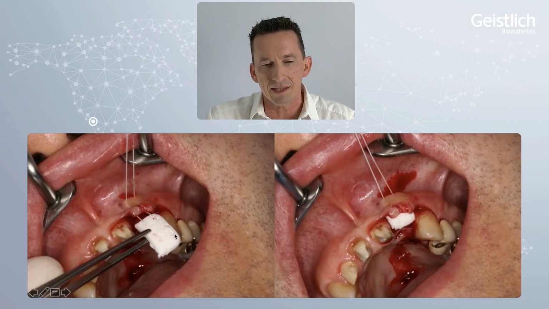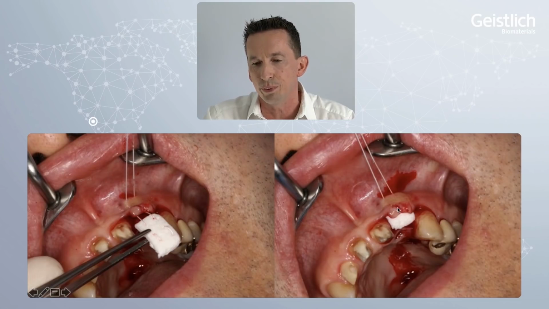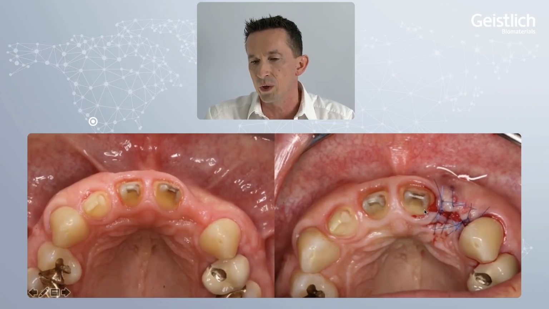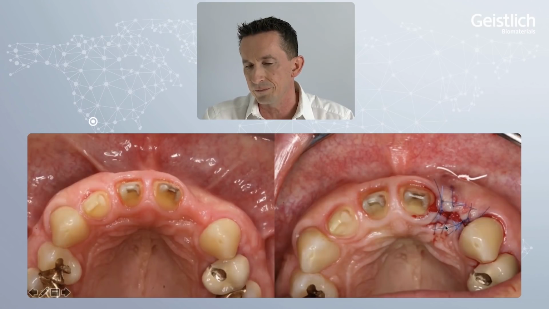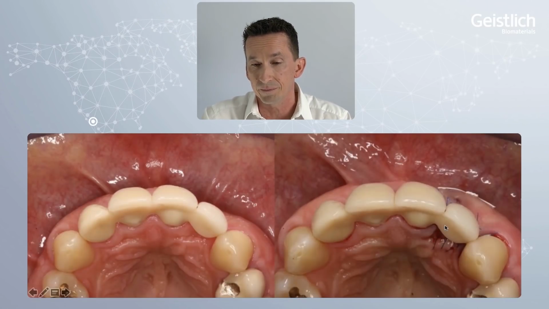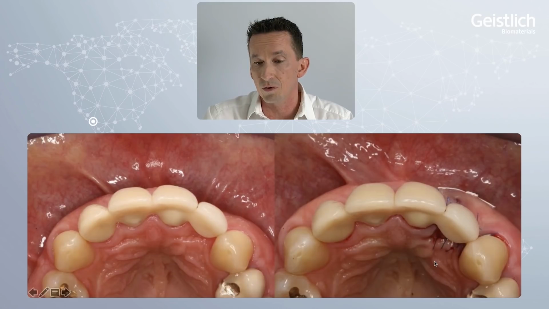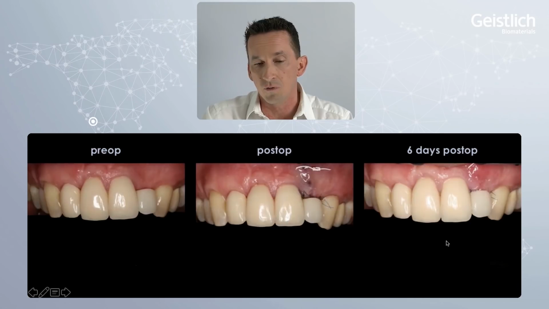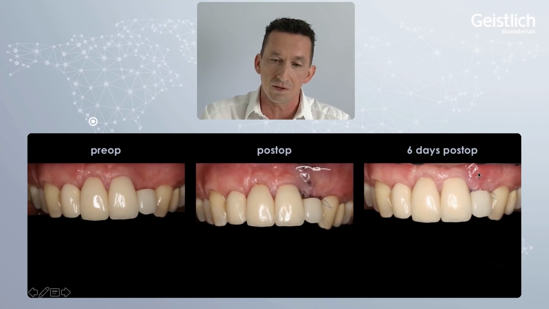Again, you can see this is the Geistlich Fibro Guide, which is adapted. Now we just put it with positioning sutures into the pouch, and now you pull it into the pouch. We close the flap, and this is the situation directly after surgery. You could see how nicely we could get vestibular volume, and that's 6 days after surgery when we took out the sutures.